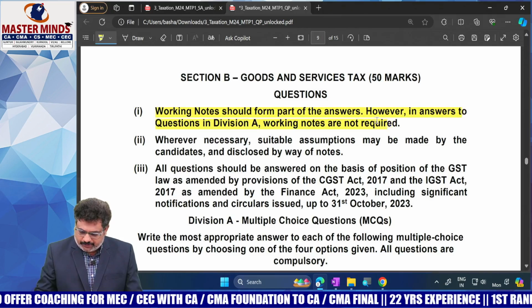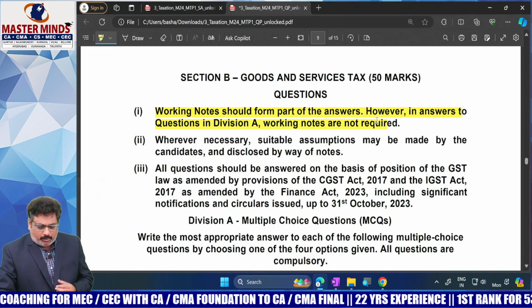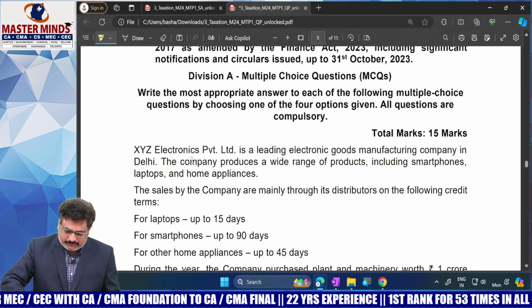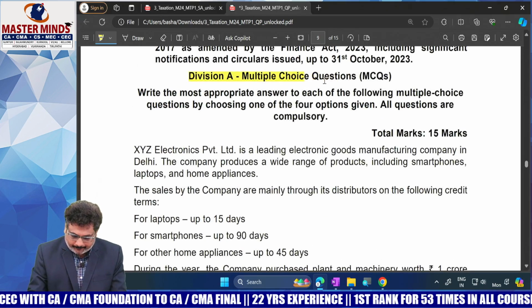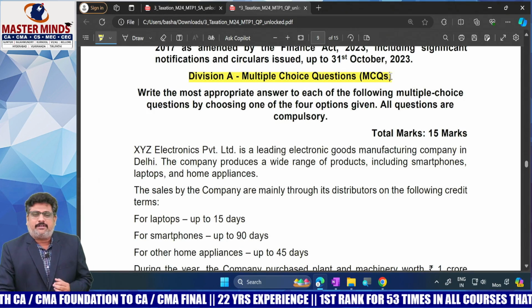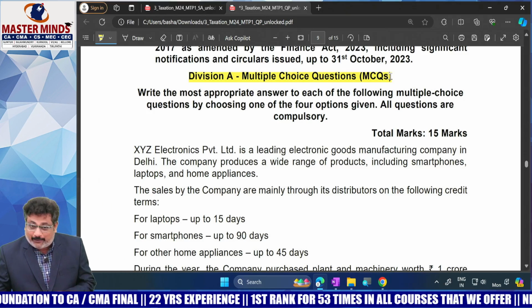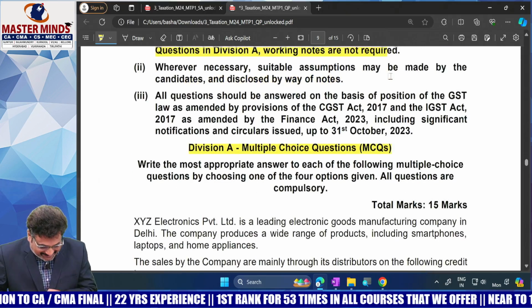However, in questions in Division A, working note is not required. What is there in Division A here? This is Division A: MCQs. That means with respect to MCQs, no detailed working is required. Okay, definitely God saved us here.